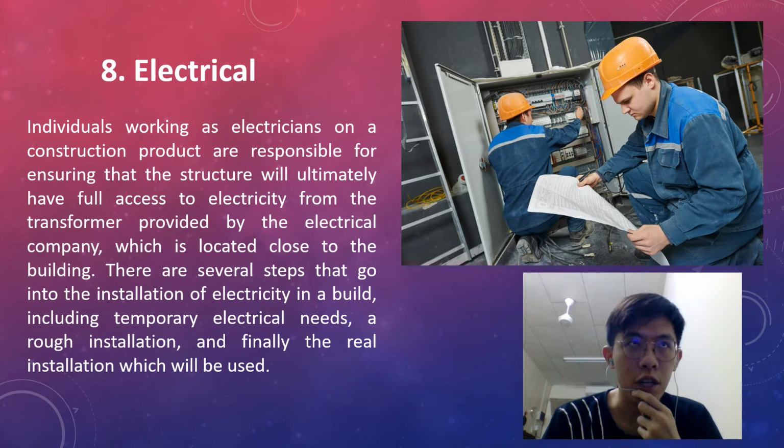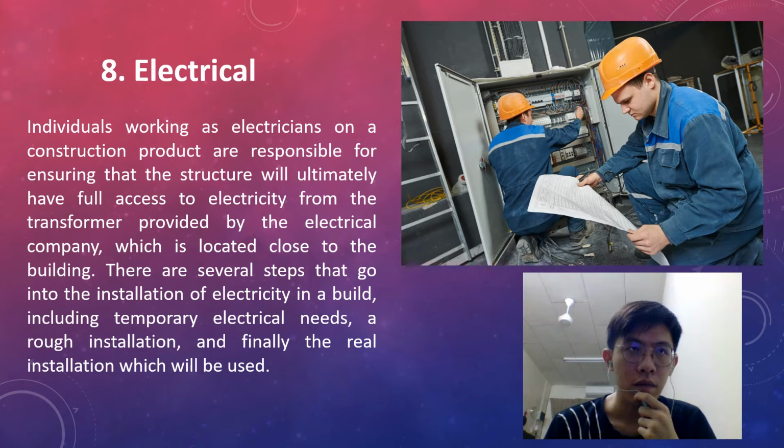And number 8 is electrical. Individuals working as electricians on a construction project are responsible for ensuring that the structure will ultimately have full access to electricity from the transformer provided by the electrical company, which is located close to the building. There are several steps that go into the installation of electricity in a building, including temporary electrical needs, a rough installation, and finally the real installation which is to be used.